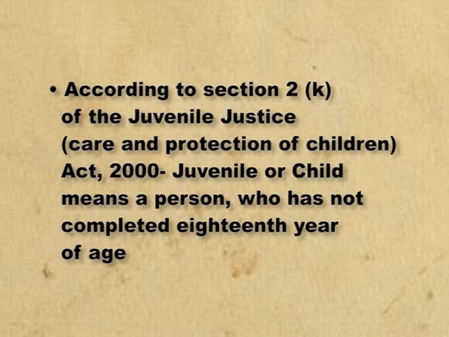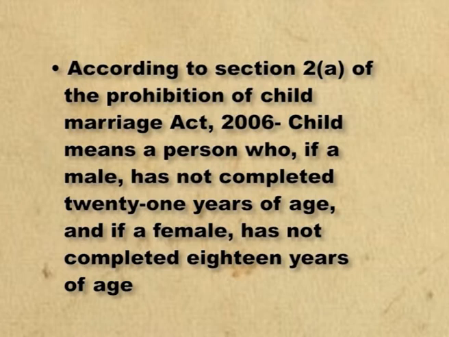According to Section 2K of the Juvenile Justice, Care and Protection of Children Act 2000, juvenile or child means a person who has not completed 18th year of age. According to Section 2A of the Prohibition of Child Marriage Act 2006, child means a person who, if a male, has not completed 21 years of age and if a female has not completed 18 years of age.